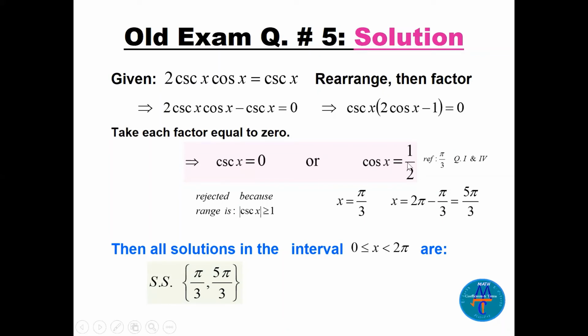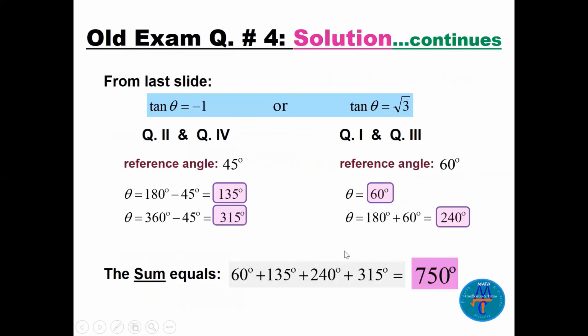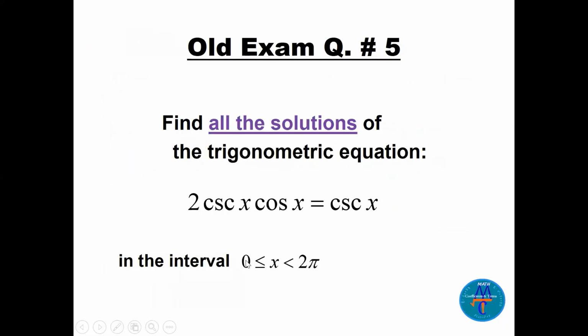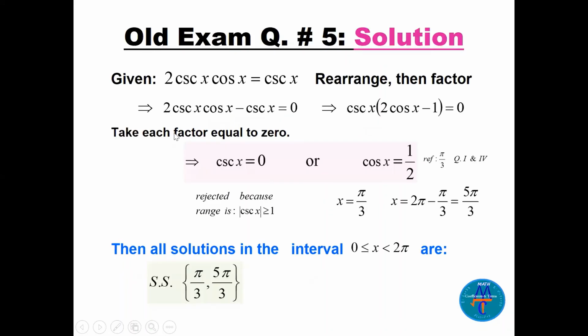Now, cosine of x is equal to half, positive, so it will be in quadrant 1 or 4. The reference, pi over 3. So the angle can be pi over 3, which is quadrant 1 here, or in quadrant 4, 2 pi minus pi over 3, because this will be the reference. So it will be 5 pi over 3. So let's see, find all the solutions. See the question here? Find all the solutions. Just list them, write them. So they are pi over 3, 5 pi over 3. There are 2 solutions for this question number 5.